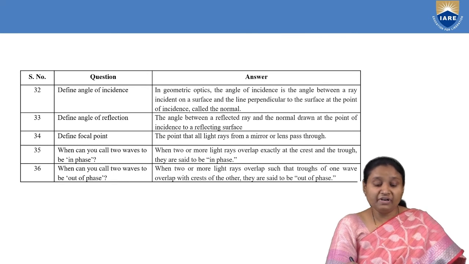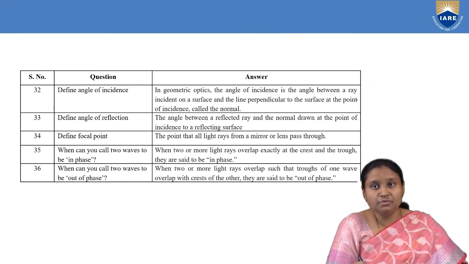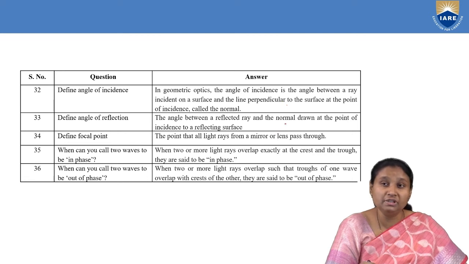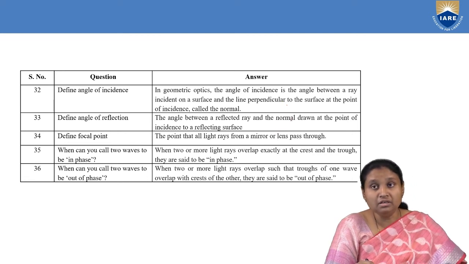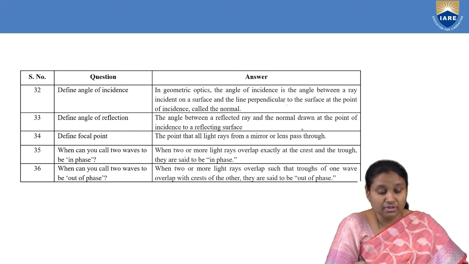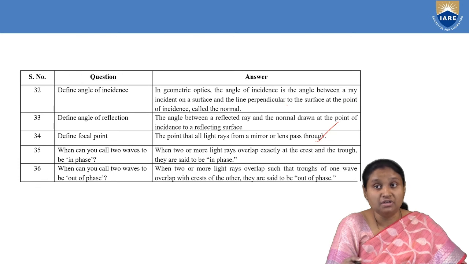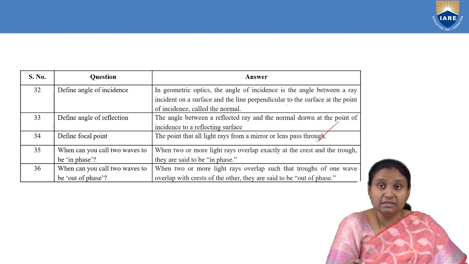Then define angle of incidence. Obviously, we know what angle of incidence is. If we take a surface, the angle of incidence is the angle between a ray incident on the surface and the line perpendicular, that is, the normal to the surface. And what is angle of reflection? It is the angle between the reflected ray and the normal to the reflecting surface. And what is focal point? We know that the point where all light rays merge from a mirror or lens is nothing but the focal point.